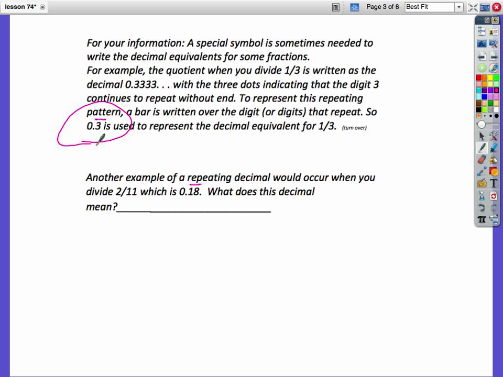It's 3/10 repeating. Another example of a repeating decimal would occur when you divide 2 divided by 11, 2 11ths, which is 0.18 repeating. What does this decimal mean? Well, it means that 1 and that 8 are going to repeat, so it's going to be 0.18181818. It's going to keep going on like that.